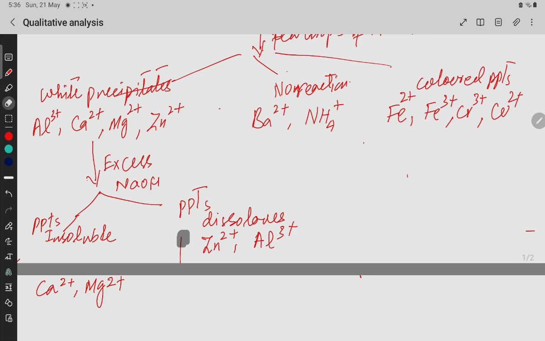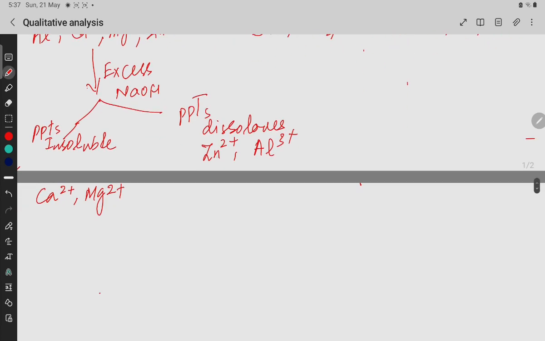So to identify between these two ions which dissolve in excess of sodium hydroxide, we carry out a test with aqueous ammonia. We take a fresh solution of the cations, the one whose white precipitate dissolved, and we further confirm with a few drops of aqueous ammonia.